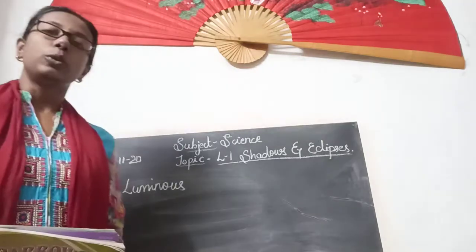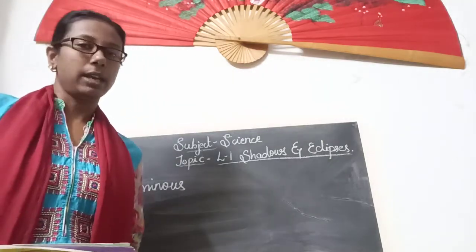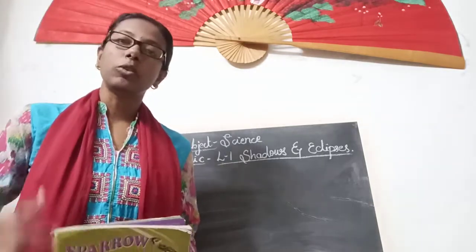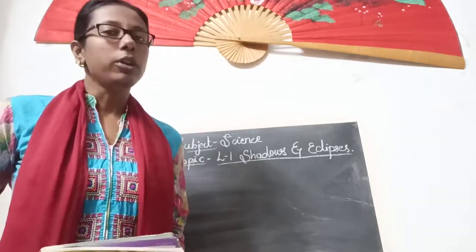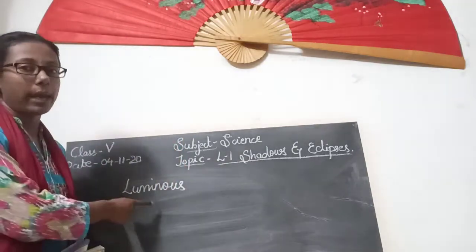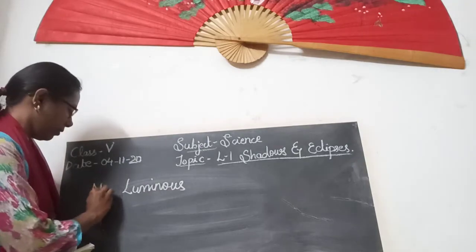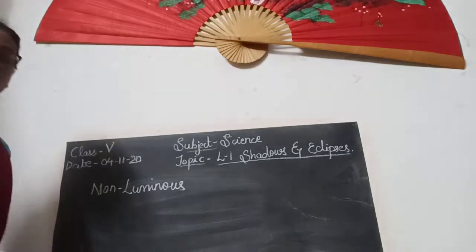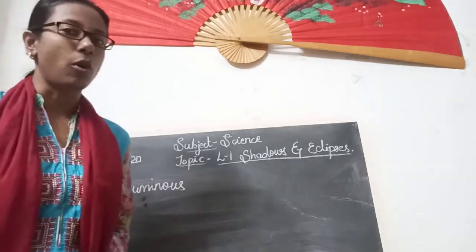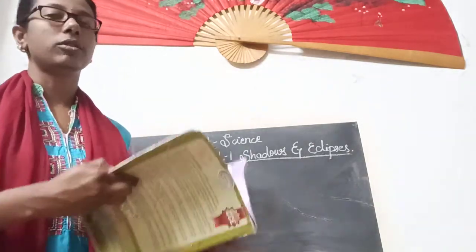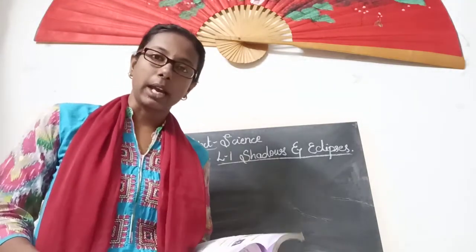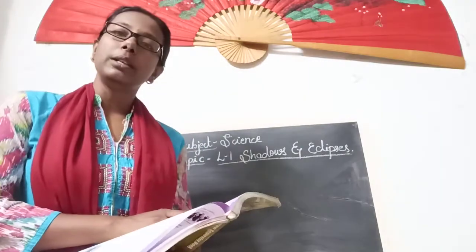Okay, and those things which do not give out light are called non-luminous objects. Just you have to add NON for this, non-luminous object. So we learn now luminous and non-luminous. So what are luminous, children? Those objects which glow or which emit light are called luminous objects.